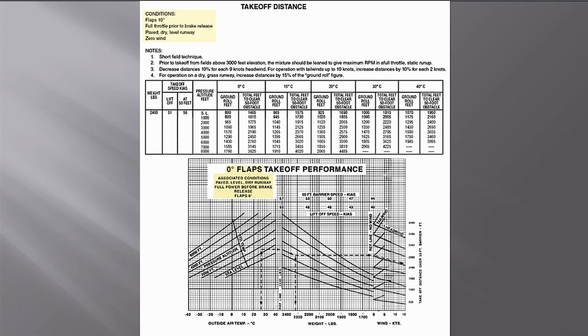Same thing here. This one, different airplane, okay? I know it's on the same slide and that's why it gets a little confusing. Different airplane, okay? So this airplane has a 0 flaps takeoff. Who cares that it's on the same page? It's just a different airplane. 0 flaps takeoff and they give me some associated conditions. Those associated conditions are paved level dry runway, full power before brake release, and flaps 0.